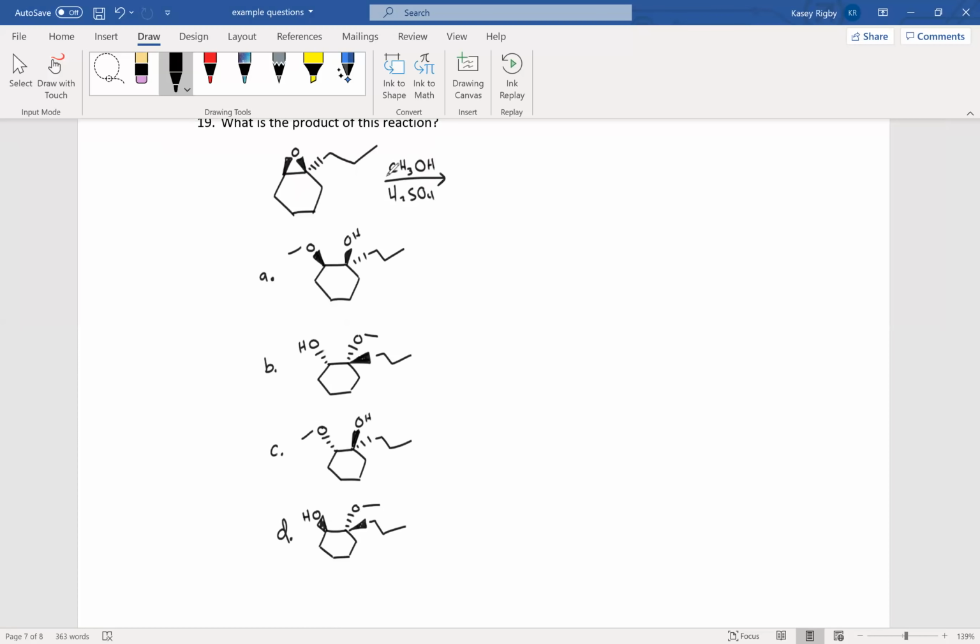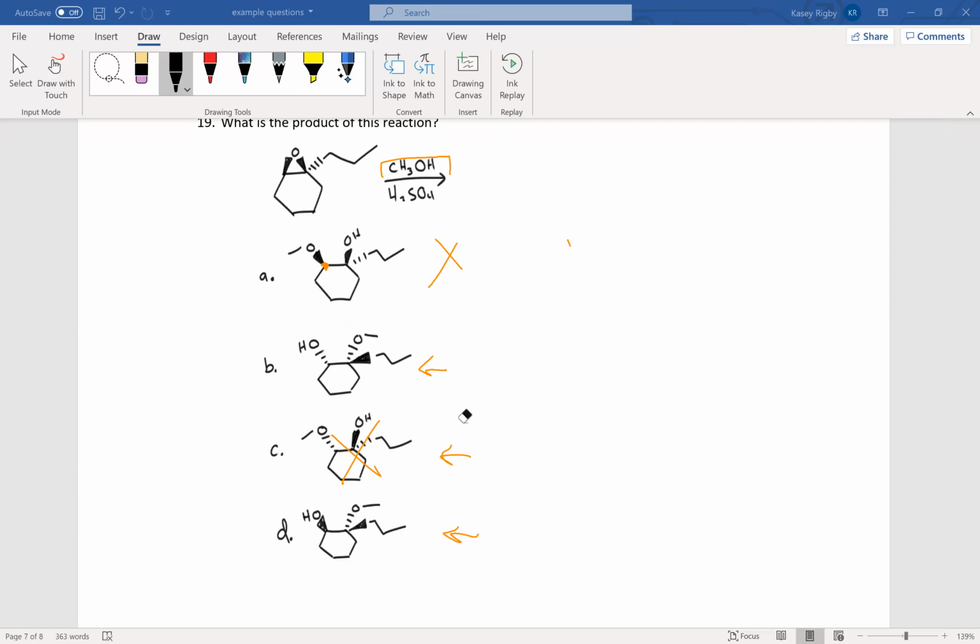So if we look through all of these, first I like to look at which carbon the CH3OH was added to. In A, it was added to this carbon, so this one's wrong, because again, we are going to add to the more substituted carbon. This one, it added to the right carbon, so we're good so far. This one, it added to the wrong carbon. This one, it added to the right carbon.